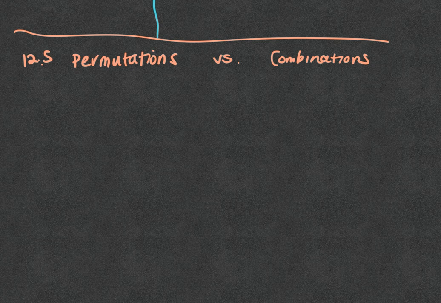Okay, so a permutation is when order matters, right? So we did these first and then we added in the combination. So when order matters.